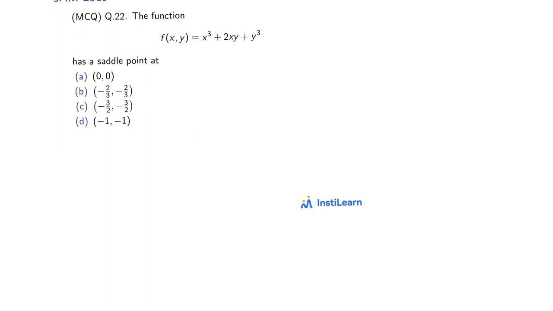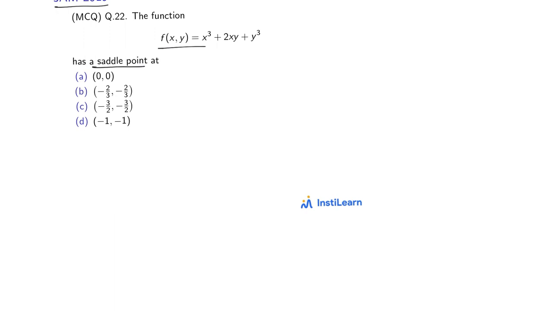Moving on, this is a question from JAM 2019. It is a 2-mark MCQ question. Here we need to find the saddle point of this function. As usual, we would find the critical points, and then we would classify which one is the saddle point.